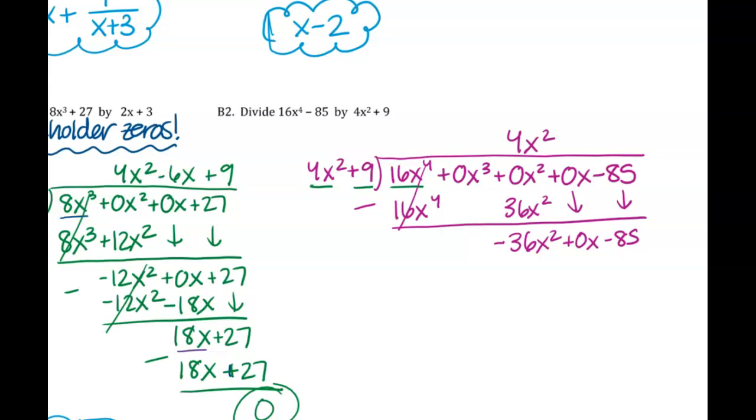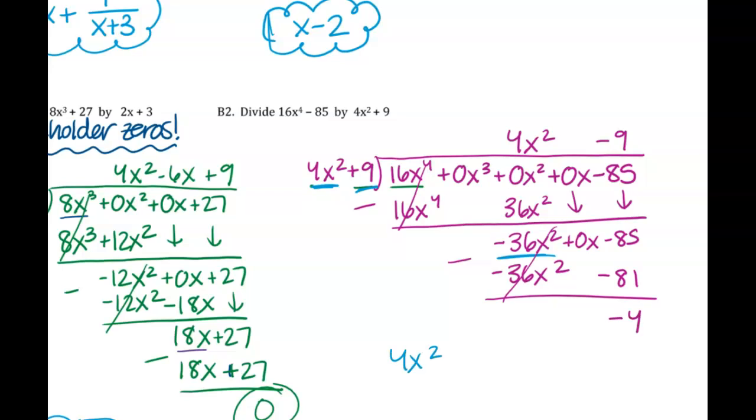So now 4x squared times what equals negative 36x squared. And that's going to be negative 9, so it goes above the numbers. So then 4x squared times negative 9 is negative 36x squared. And 9 times negative 9 is negative 81. Then we subtract, those cancel. Negative 85 minus a negative 81 is a negative 4. So our answer is 4x squared minus 9 plus negative 4 over 4x squared plus 9.